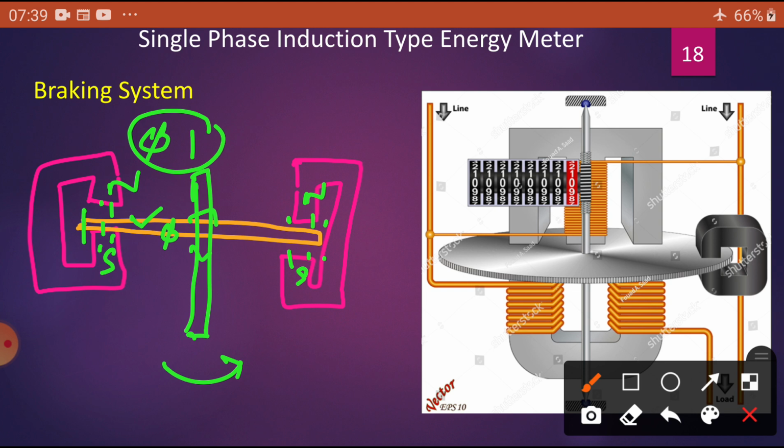This induced EMF, because the disk is a closed one, this is a conductor, then automatically once EMF is induced, it produces the currents, it produces the flux, its own flux.